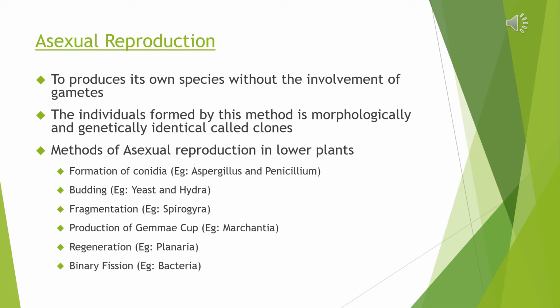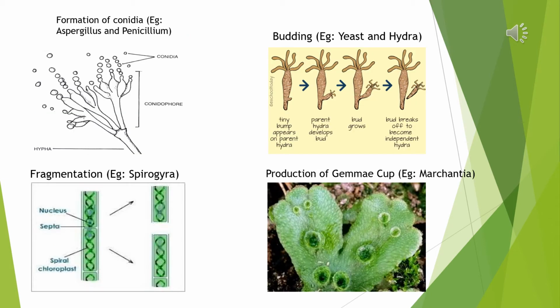Asexual reproduction takes place by several methods such as formation of gonidia, budding, fragmentation, production of gemmules, regeneration, binary fission. Formation of gonidia. The gonidia are asexual spherical non-motile spores produced by some fungi. What is meant by non-motile? Non-motile means the structure lacks a locomotory organ. That is, it does not show any movement.